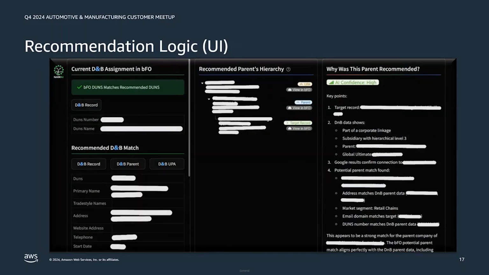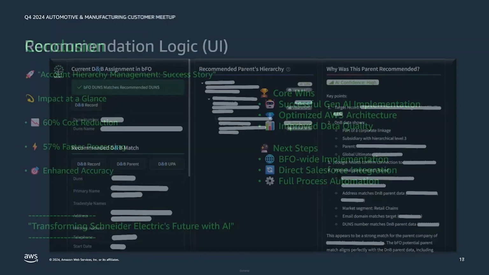On the next screen, the user can look at the record and at the recommended parent hierarchy in the middle tab. This is the ultimate parent, you have the parent before that, and then finally the target record. On the right-hand side, we have the logical reasoning on why this parent was recommended, and an AI score that we give based on how many hits we had. Did we have a hit on Google? Does our database say the same thing? Does the DNB say the same thing? Based on that, we generate a score for that recommendation.